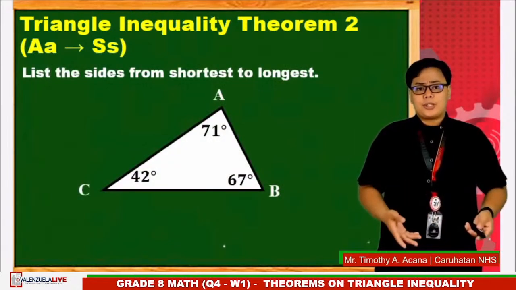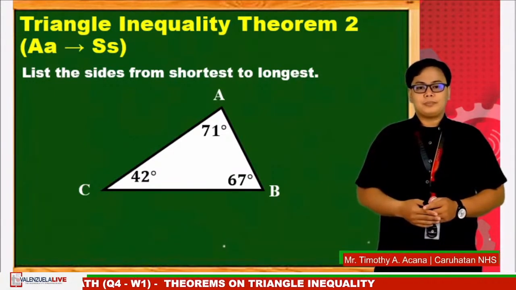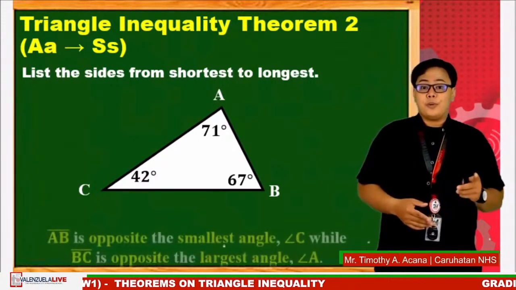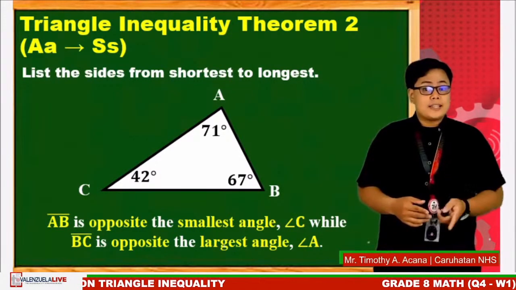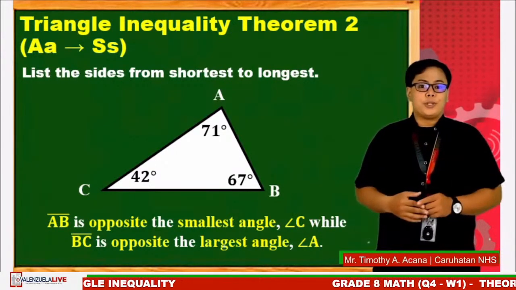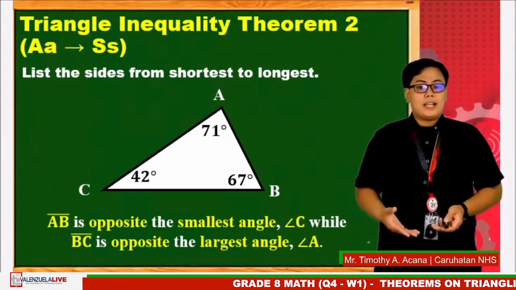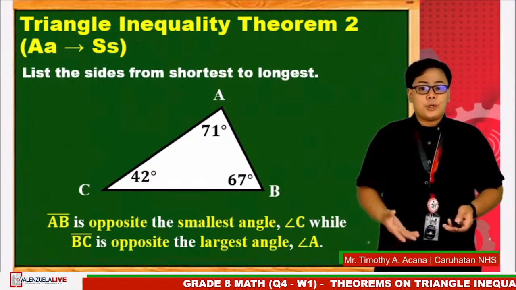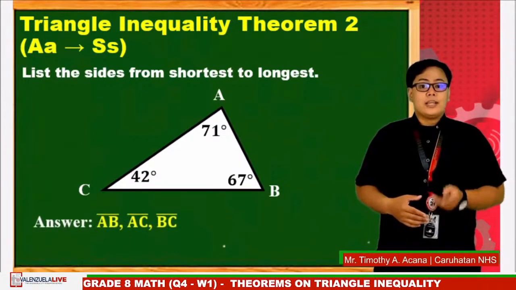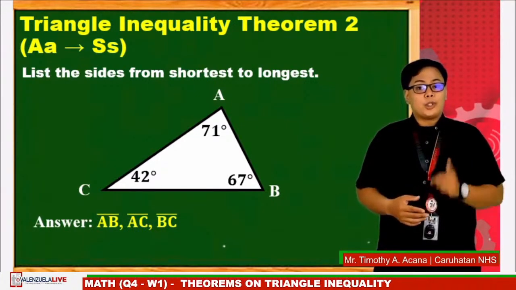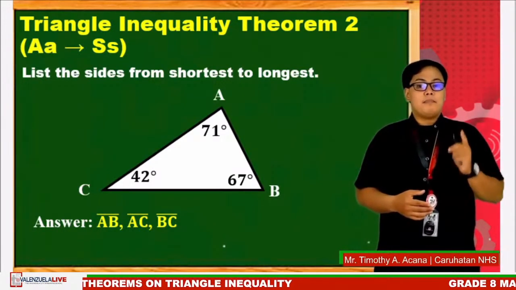Let us now try to list the sides from shortest to longest using the given figure. If you will notice, side AB is opposite the smallest angle, which is angle C, whose measurement is equal to 42 degrees, while side BC is opposite the largest angle, which is angle A, whose measure is equal to 71 degrees. Therefore, the sides of triangle ABC from shortest to longest are side AB, AC, and BC.